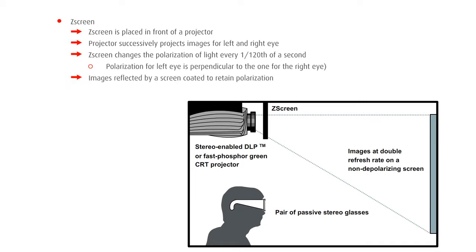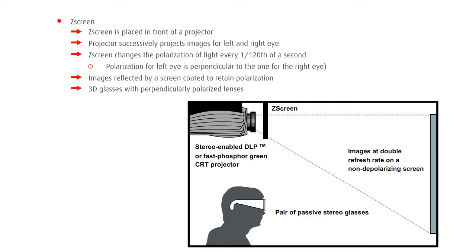The light is reflected by a screen that's coded to retain the polarization. Because the spectators are wearing passive 3D glasses with perpendicularly polarized lenses, they can see 3D images. For this system to work, the images need to be projected at double speed, because each eye needs to be fed enough images to get the impression of a smooth motion.